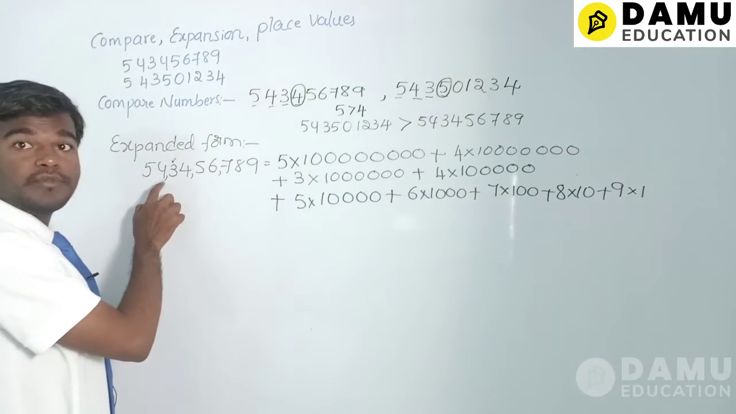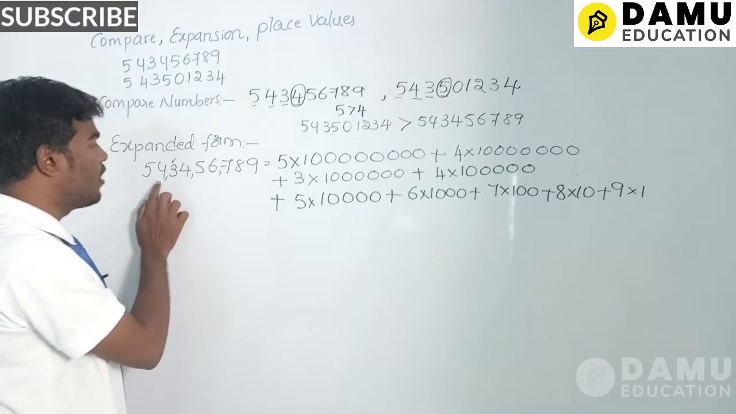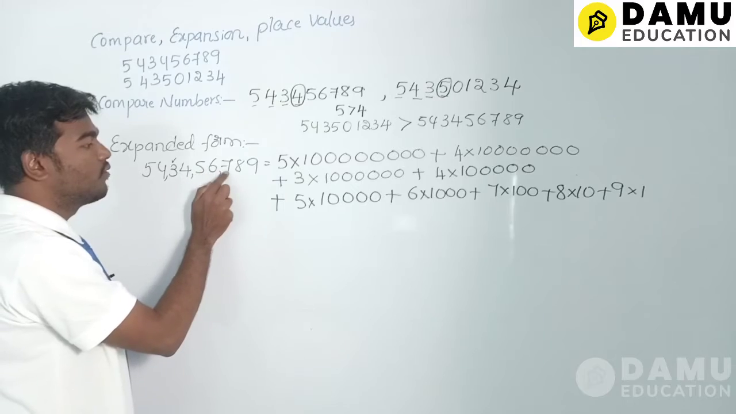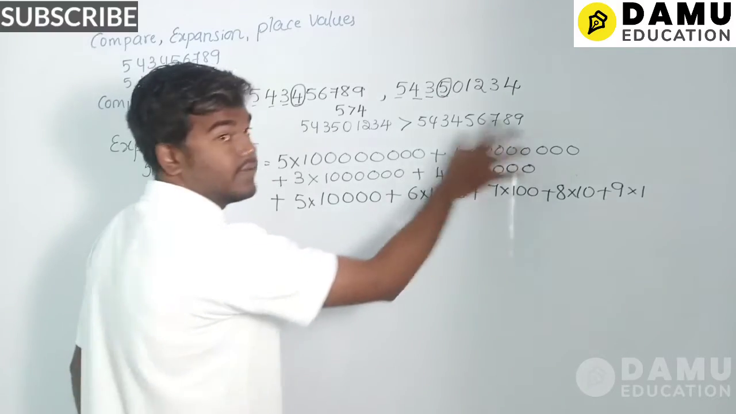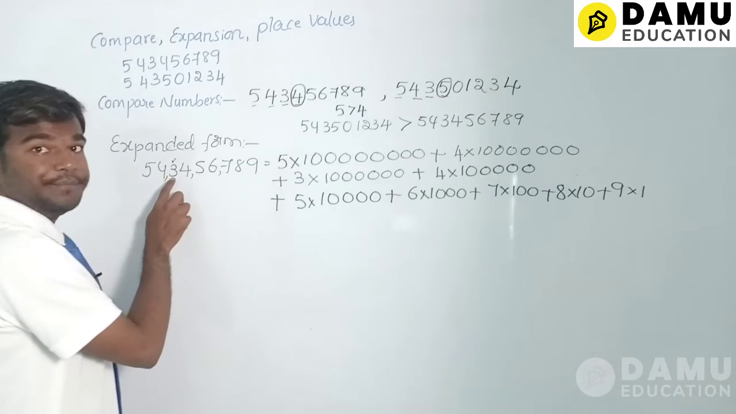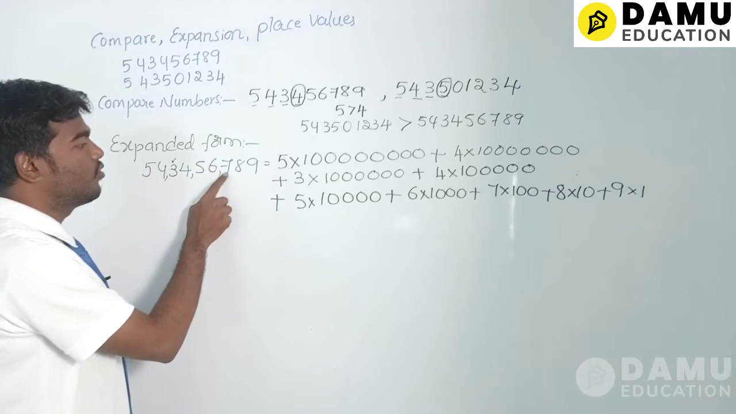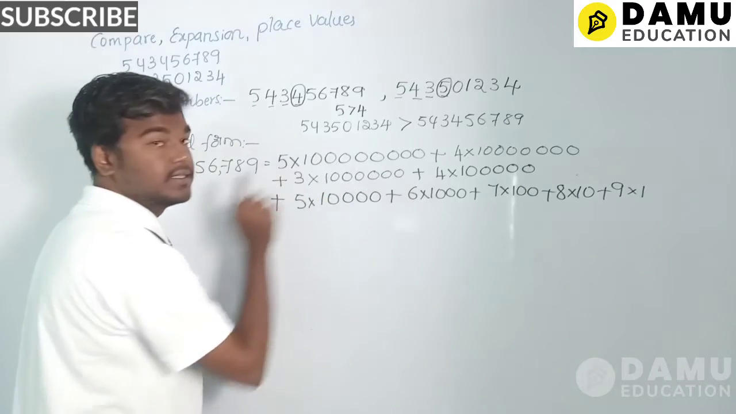Next come to the 4. After the 4, how many digits are there on the right side? 1, 2, 3, 4, 5, 6, 7. So here also 7 zeros. And 1 we need to add on the left side. Next one, 3. For 3, how many digits are on the right side? 1, 2, 3, 4, 5, 6. So for 3, 6 zeros.